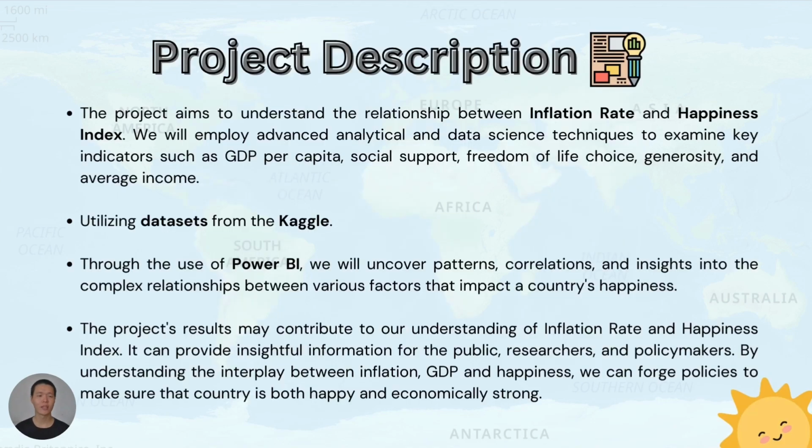Project description. The project aims to understand the relationship between inflation rate and happiness index. We will employ advanced analytical and data science techniques to examine key indicators such as GDP per capita, social support, freedom of life choice, generosity, and average income. We will utilize datasets from Kaggle. Through the use of Power BI, we will uncover patterns, correlations, and insights into complex relationships between various factors that impact a country's happiness.